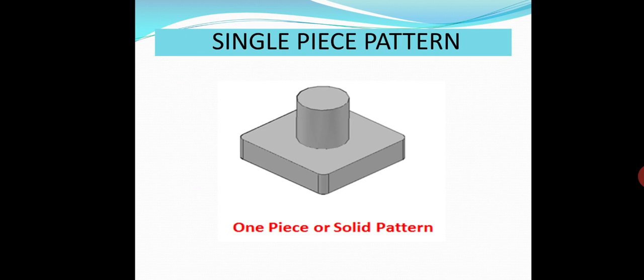So this is the example of a one piece or solid pattern. The pattern is made in one piece and the total pattern is kept in one part of the mold box, that is the drag part.